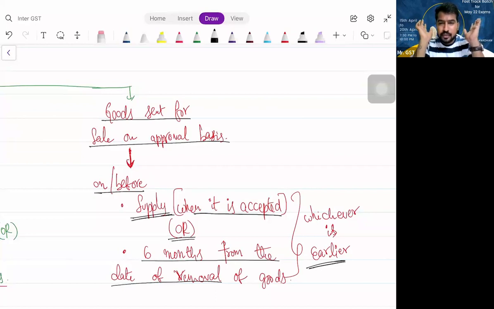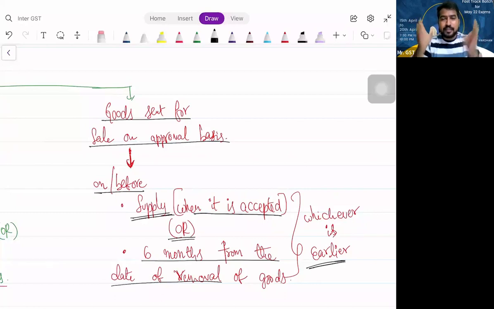Is it clear? So tell me everyone, what is the time limit to raise the invoice when goods are sent for sale on approval basis? At the time of supply, or 6 months after the expiry of 6 months from the date of removal of goods, whichever is earlier. Here it comes.